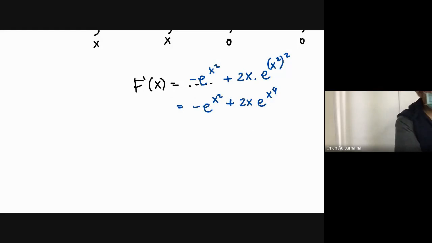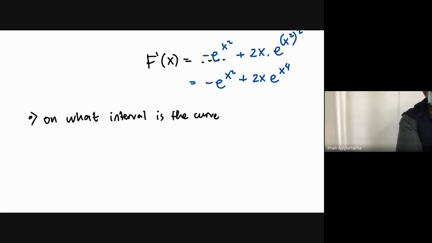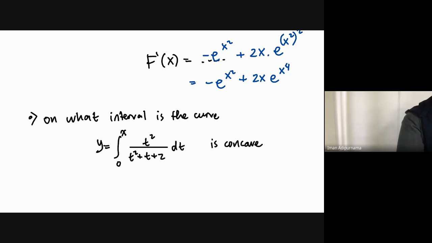Okay. I think one more example, and then we can move to the 5.4. Okay. Next question is on what interval is the curve concave downward.